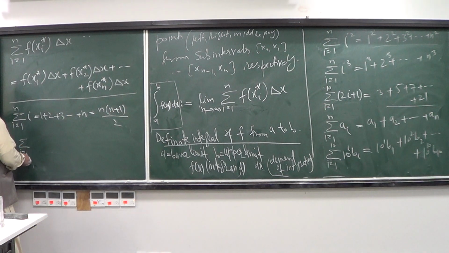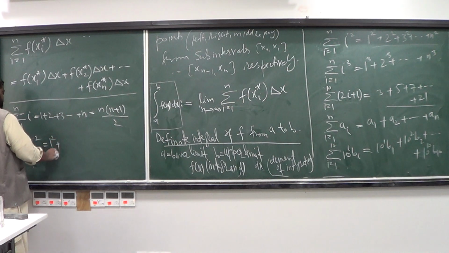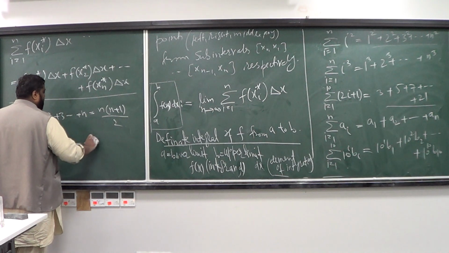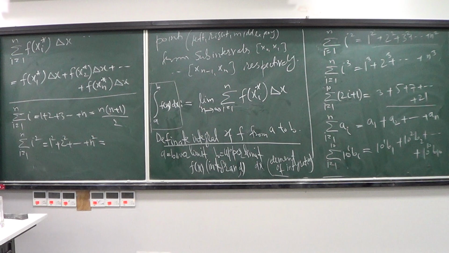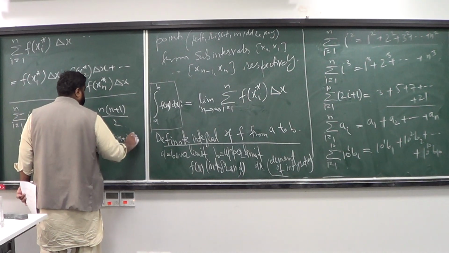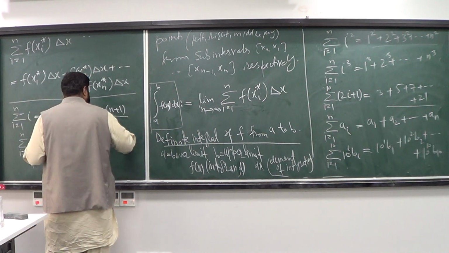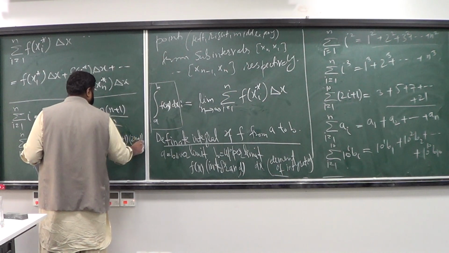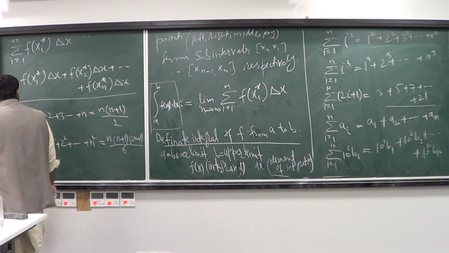Now the sum that goes from i equal to 1 to n of i square, and I want to find this sum. First substitute 1, so it's going to be 1 square, then substitute 2, so it's going to be 2 square, so on and so forth, and the final term is going to be n square. This sum is known to be n times n plus 1 times 2n plus 1 upon 6. What do you mean by that?